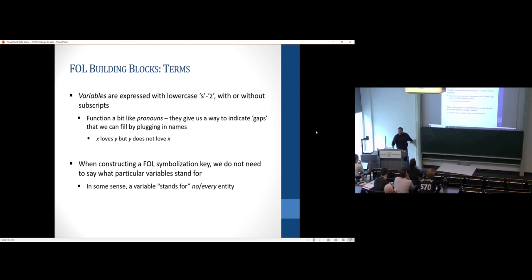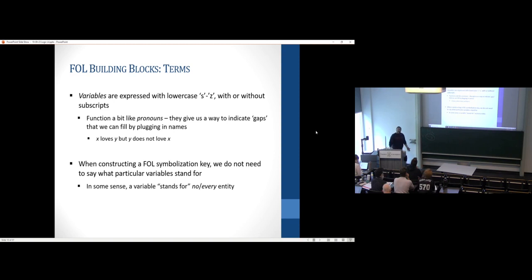Now what this means is that when we're constructing an FOL symbolization key, we don't need to say what a variable stands for, because that's a mistake. Variables don't stand for anything. They're variables. They should be replaced. In another sense, a variable stands for no entity or every entity. It's just a way to label gaps. As we go along, I think this concept will fill in a little better. But again, the core idea here is hopefully clear. It's a variable. It's something that we can replace with various different replacements.